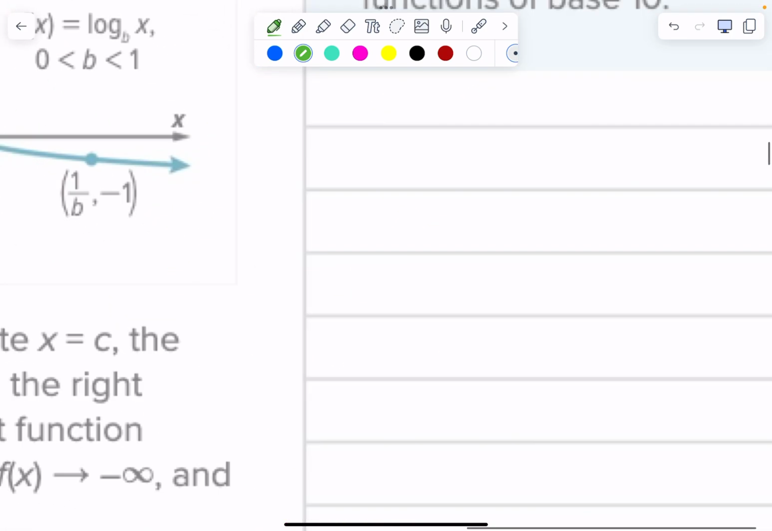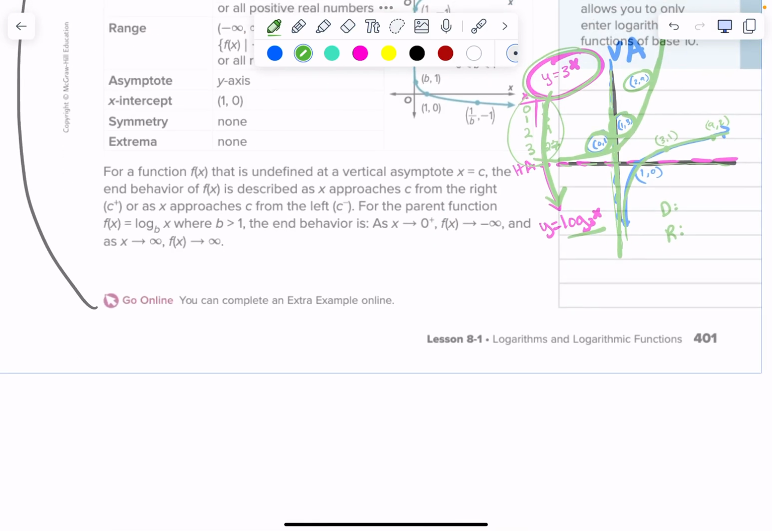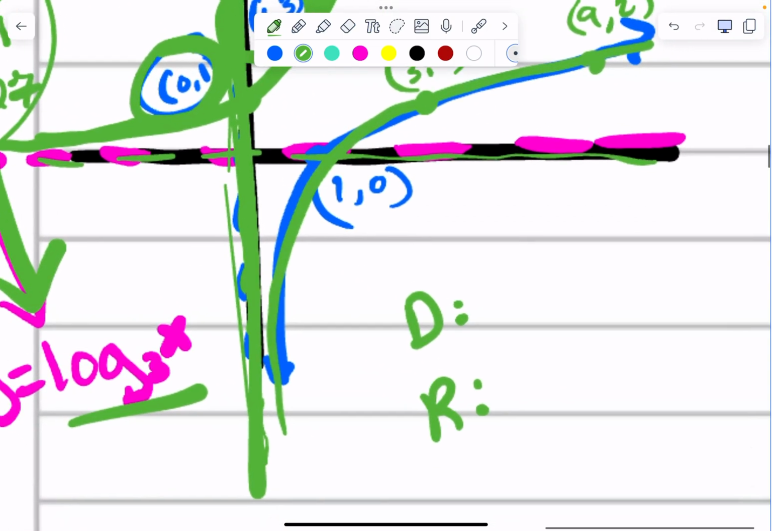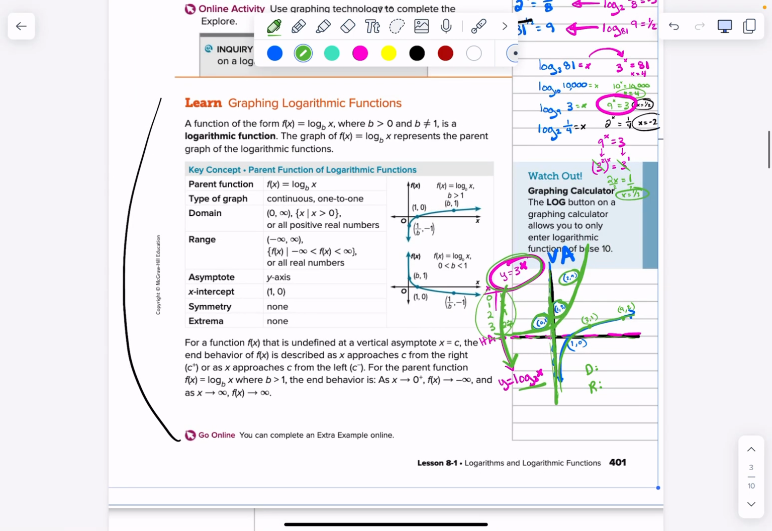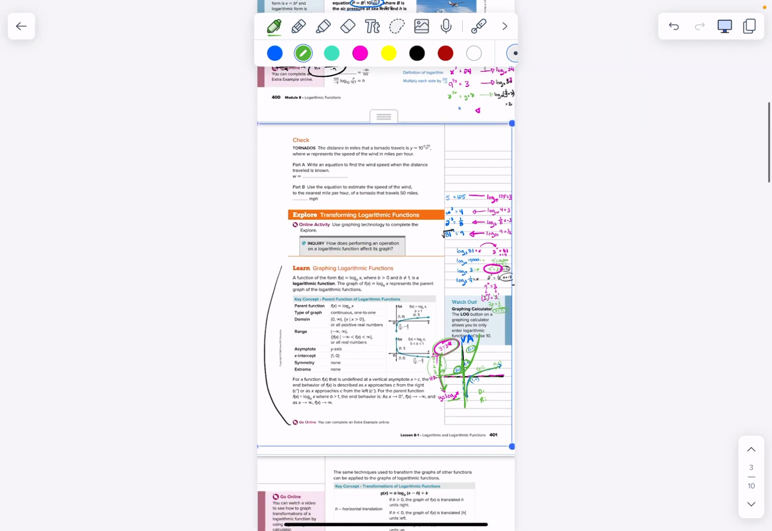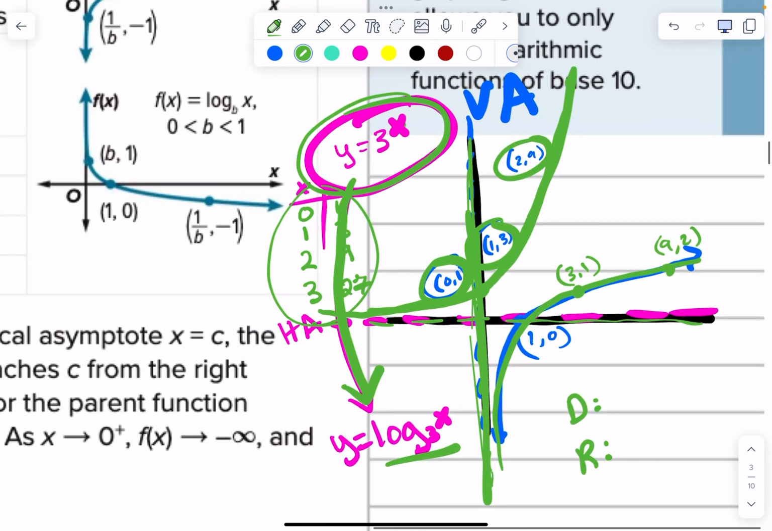X is greater than 0. X is greater than 0. Is it equal to 0? No. Okay, X is greater than 0. He's not going to touch that guy.